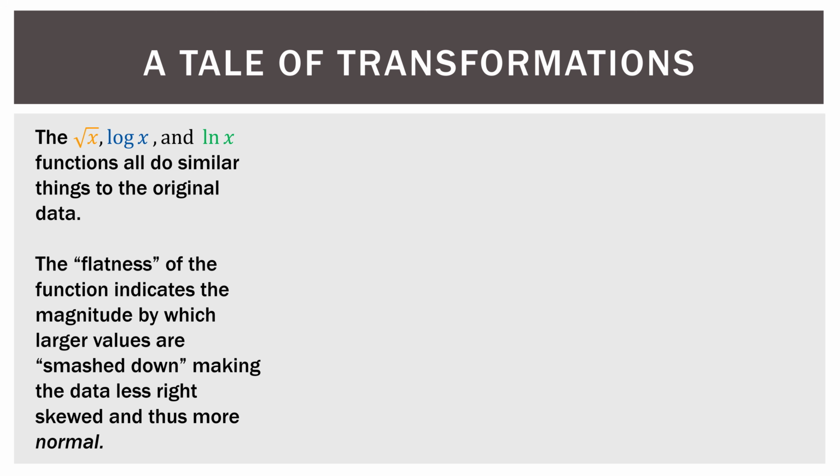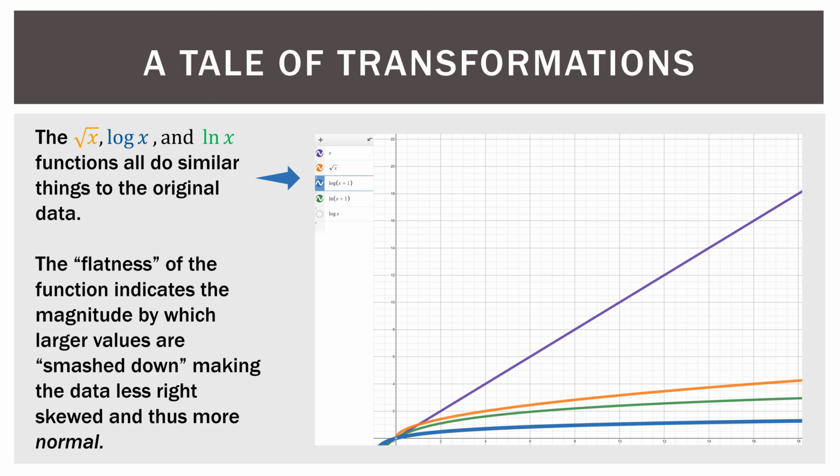Now, the square root, which we covered in a prior video, the logarithm, so log base 10, and the natural log, which is log base e, all those functions do similar things to the original data. Now, the flatness of those functions indicates the magnitude by which larger values are smashed down, making the data set less right skewed and therefore more normal.